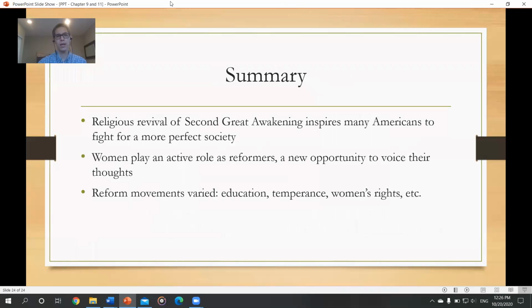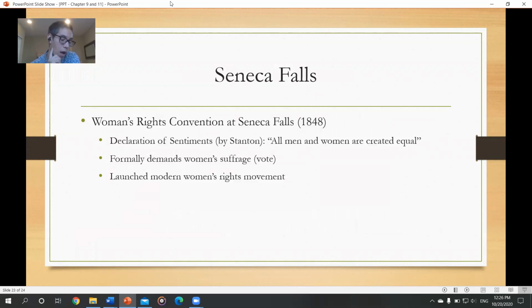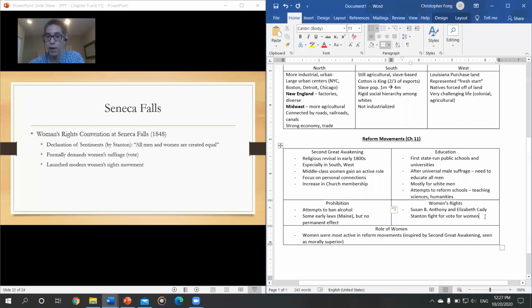And one of the earliest efforts to try to gain the vote for women was the Women's Rights Convention at Seneca Falls, or the Seneca Falls Convention, in 1848 in New York. Elizabeth Cady Stanton kicked things off with the Declaration of Sentiments, kind of like the Declaration of Independence, that said not only are all men equal, but all men and women are created equal. And it was at the Seneca Falls Convention that women formally launched their effort to get the vote. So this really launched the modern women's rights movement that is frankly still being fought for today.